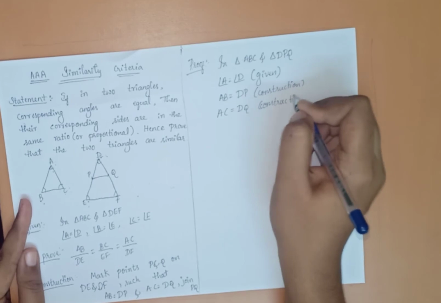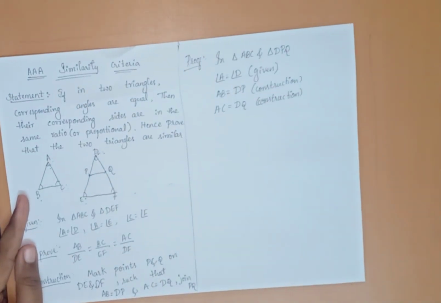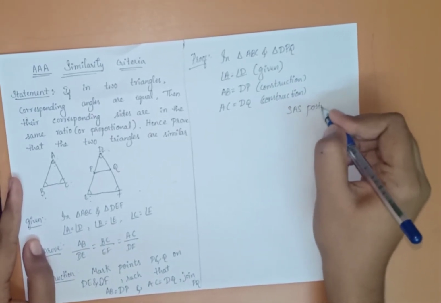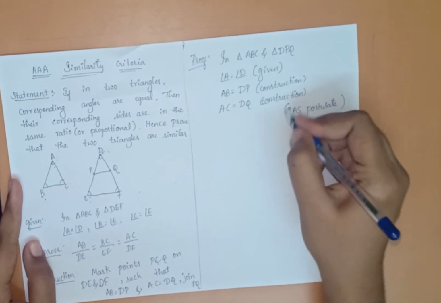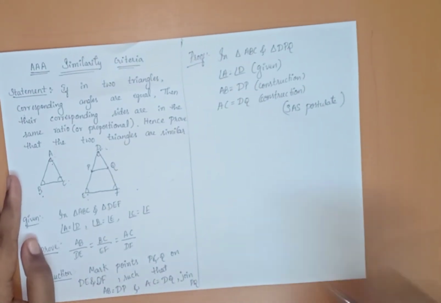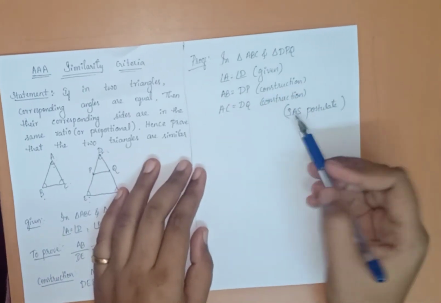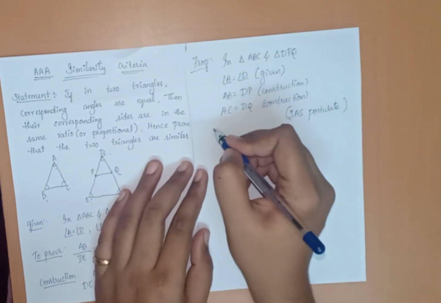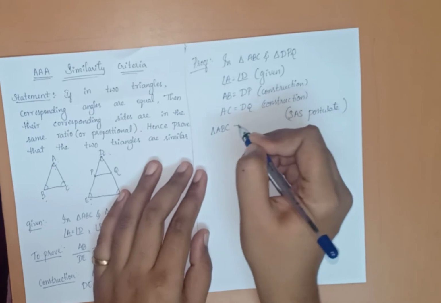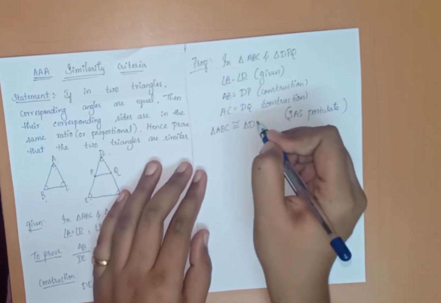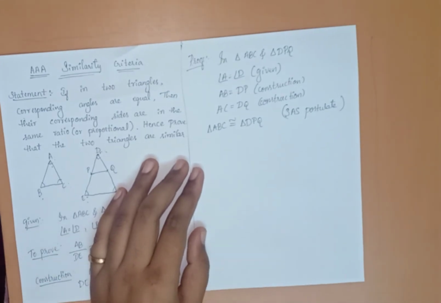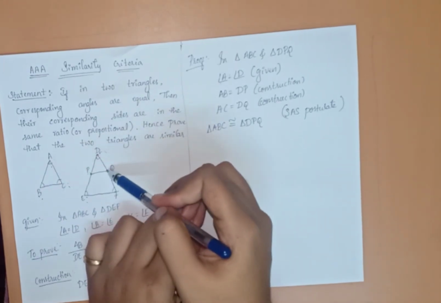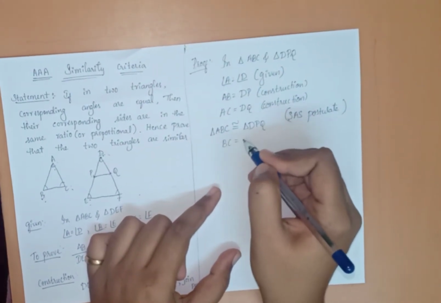Here you can see that we have two sides equal and one angle equal. So now we can use the SAS postulate. Based on that we can tell that the two triangles are congruent, because two sides and the included angle are equal. Therefore triangle ABC is congruent to triangle DPQ. If it's congruent, we can say the other sides are also equal. So BC is equal to PQ.